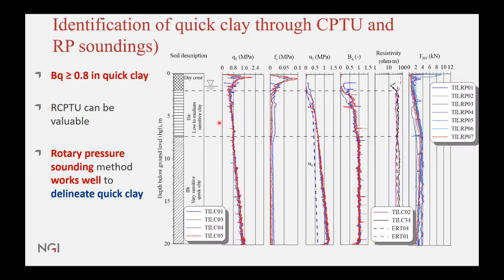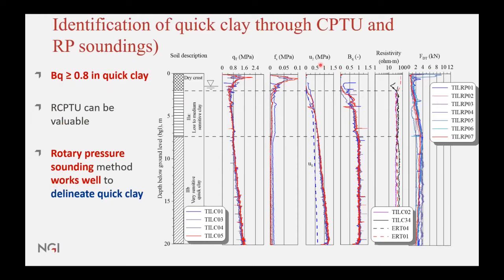If you want to really find where we have quick clays, we need to have soundings and even take some samples, because as I mentioned in the beginning, the definition of a quick clay is a mechanical definition. It is a clay with a remolded strength that is less than 0.5 kPa. But we still try to use, for example, CPTU to delineate sensitive clays, and also in Norway we have some sounding methods. One is called the rotary pressure sounding method, and it works really well to delineate quick clay.